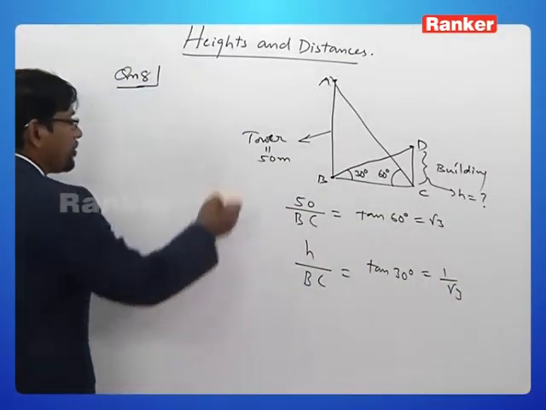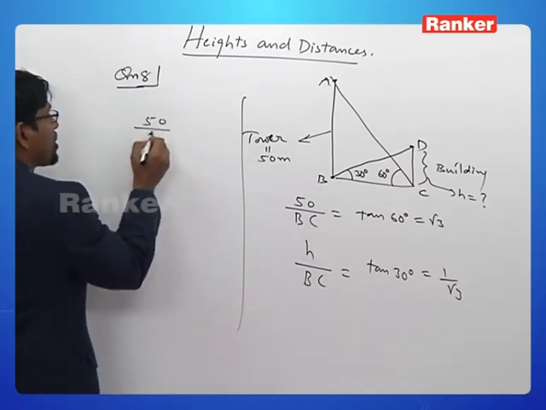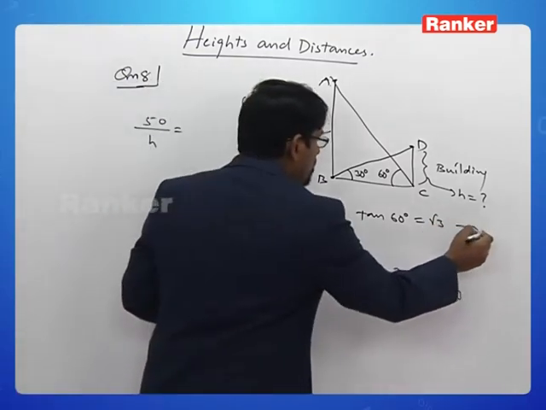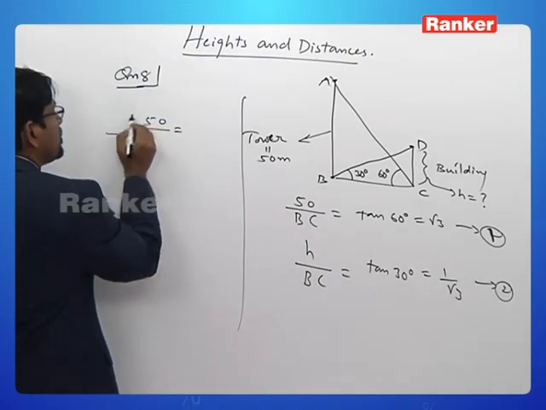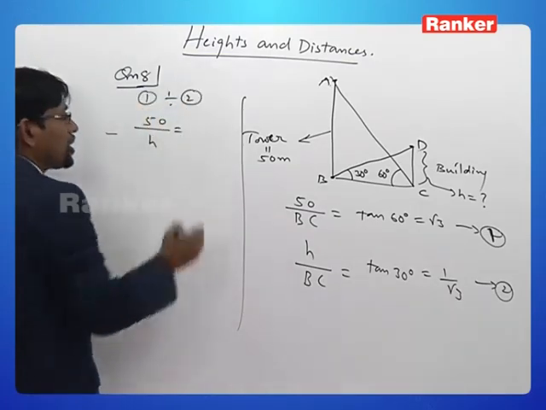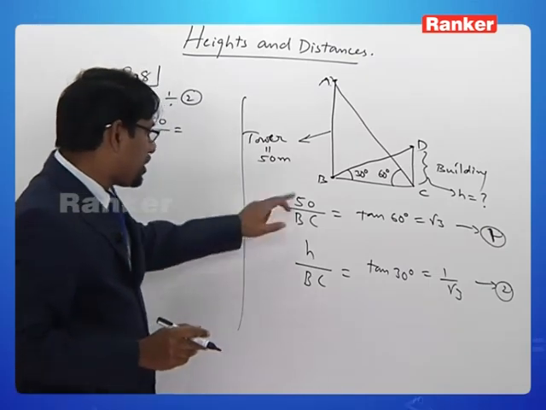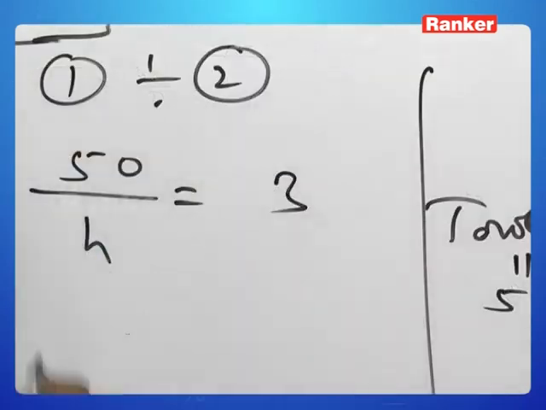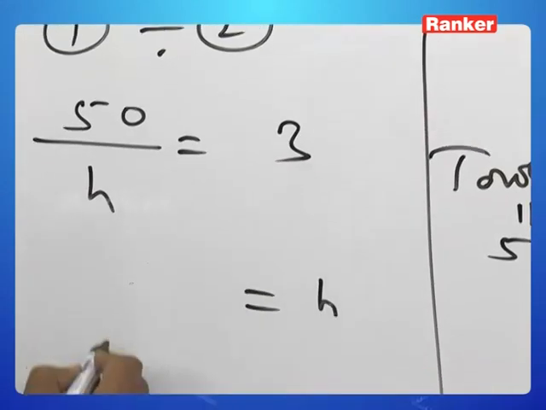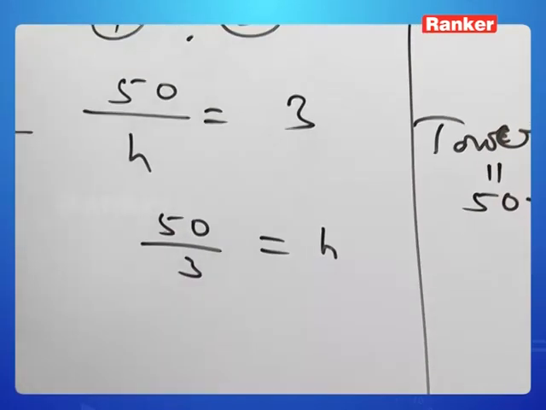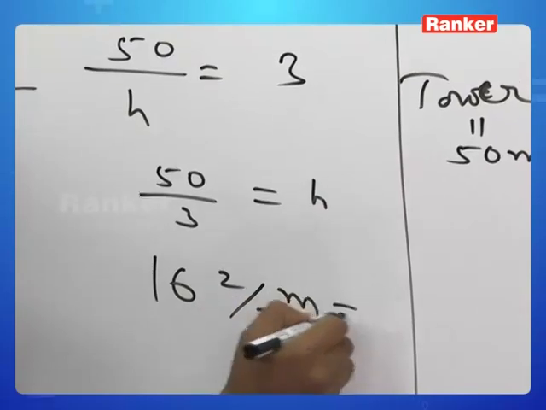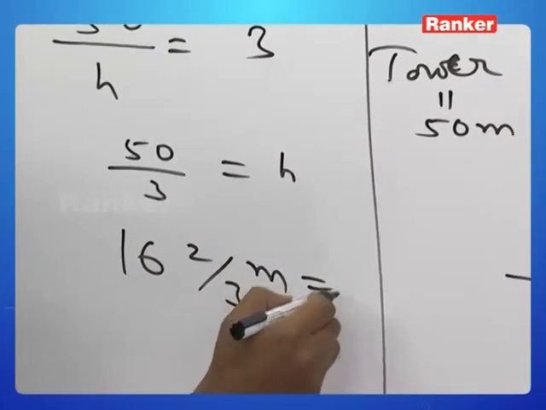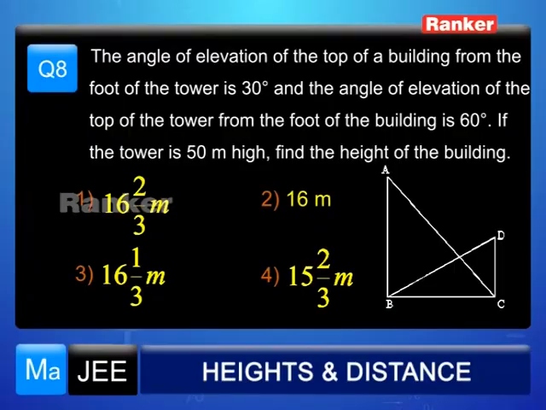So let's divide one by the other. Call this 1, call this 2. 1 divided by 2. What does that give us? This BC will cancel and we will have 50 by H equal to 3. H is therefore 50 by 3. We can write that in the form of 16 2 by 3 meters. 16 times 3 is 48 plus 2 is 50, 16 2 by 3 meters. And that's clearly appearing in option 1. Option 1 is the right answer.